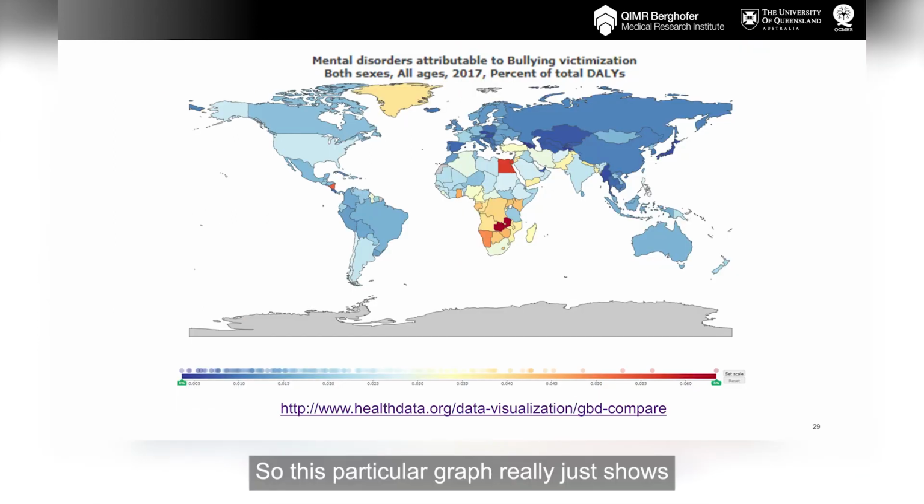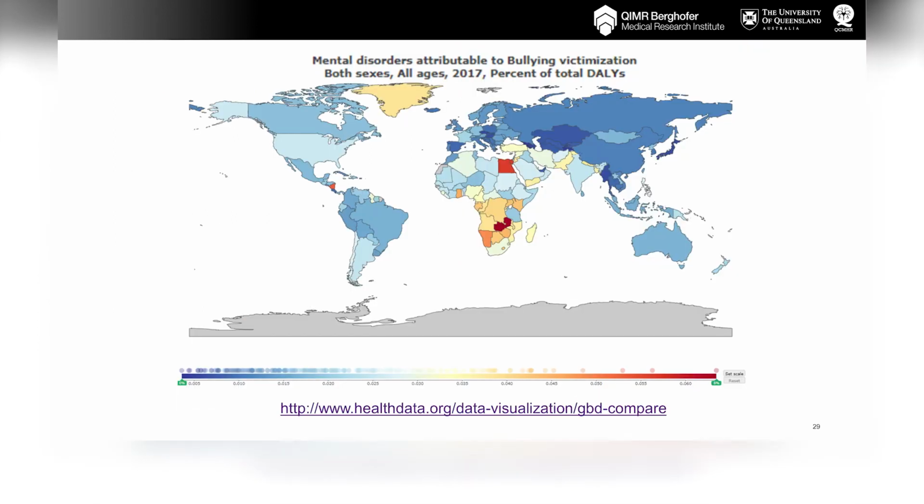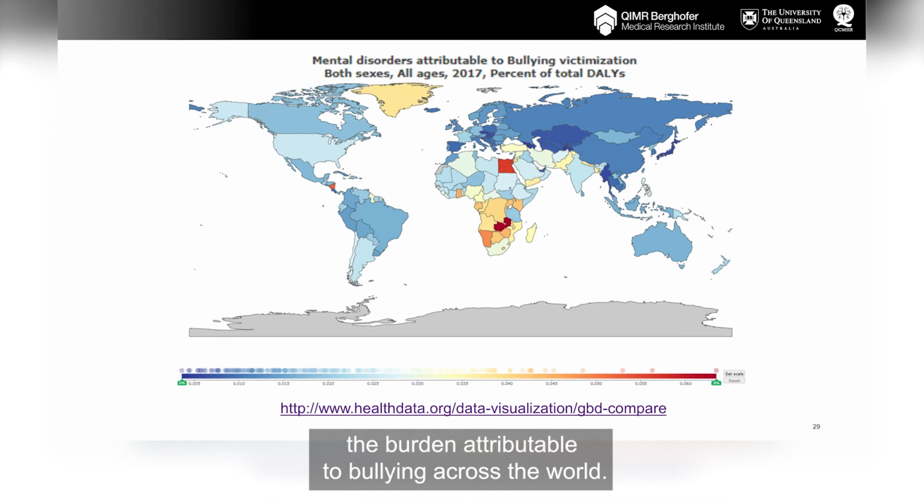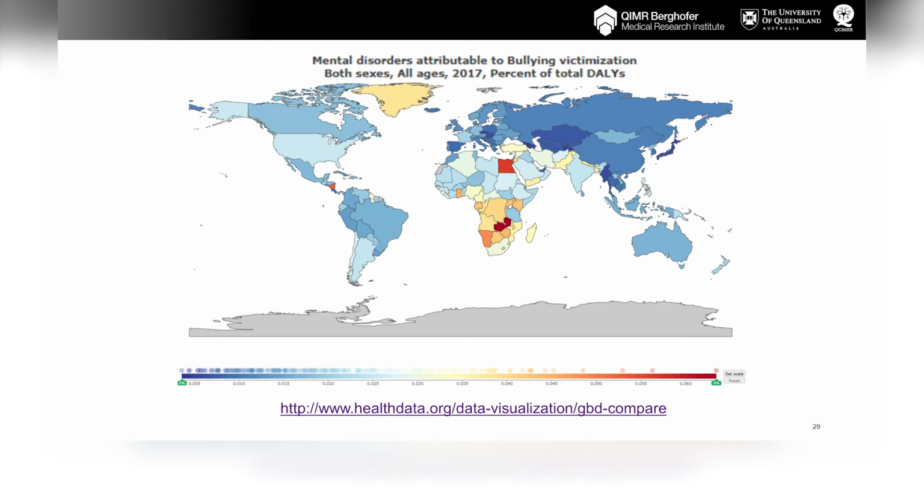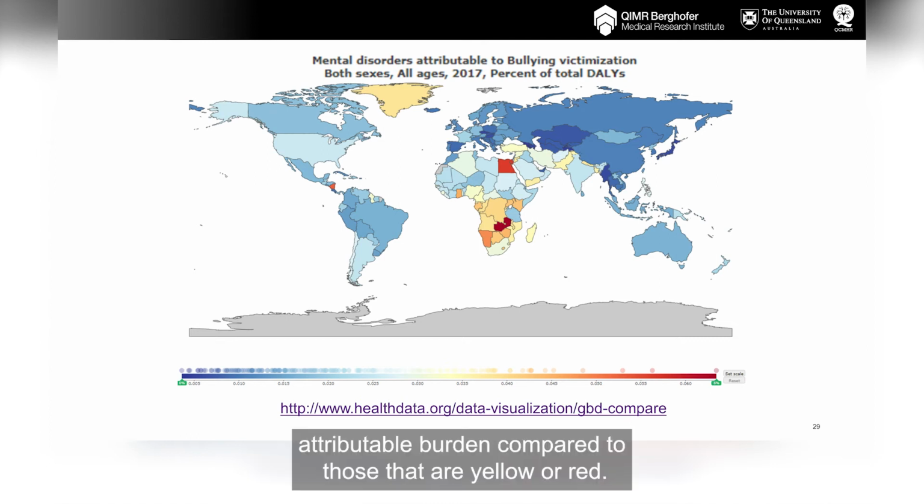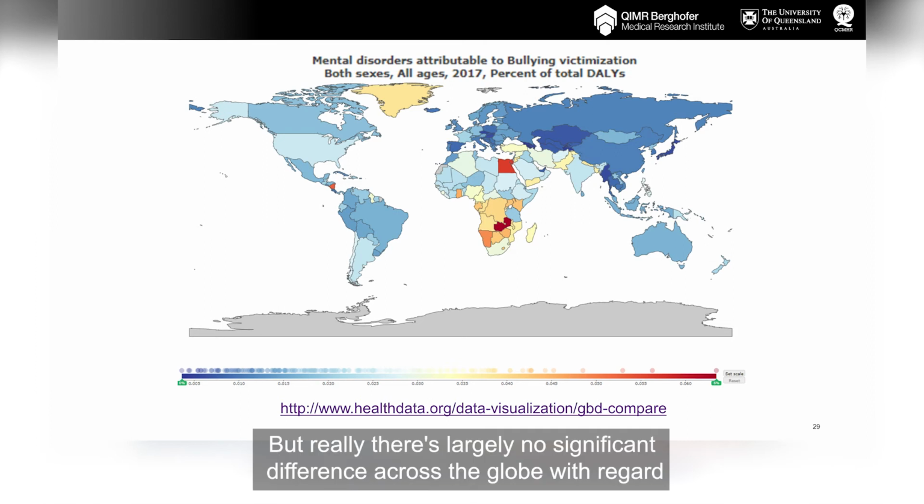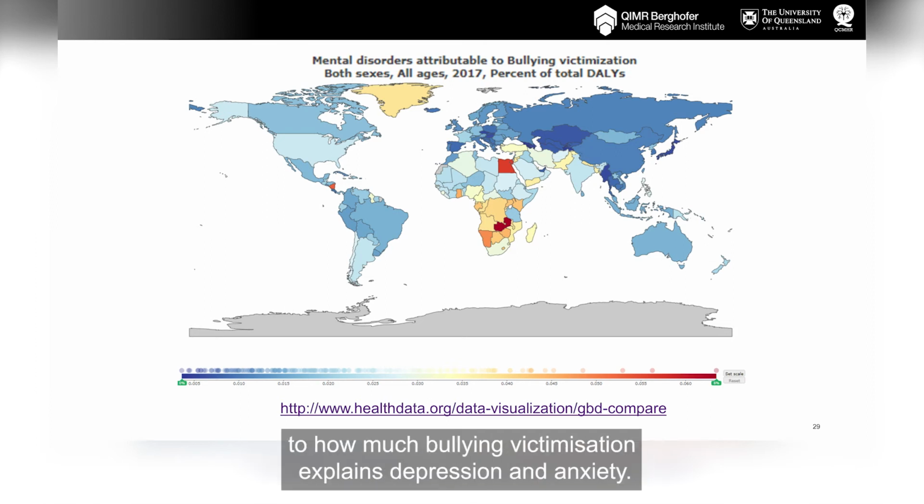So this particular graph really just shows the burden attributable to bullying across the world. The more blue-coloured countries have a slightly lower attributable burden compared to those that are yellow or red, but really there's largely no significant difference across the globe with regard to how much bullying victimization explains depression and anxiety.